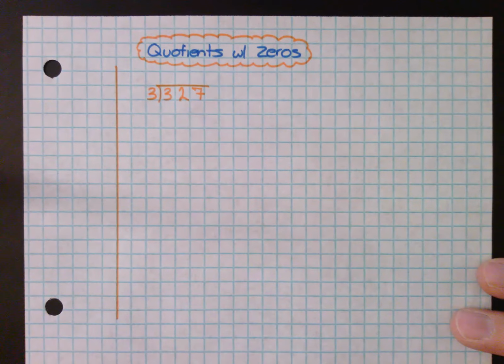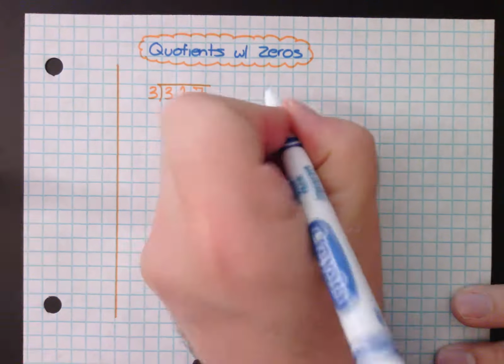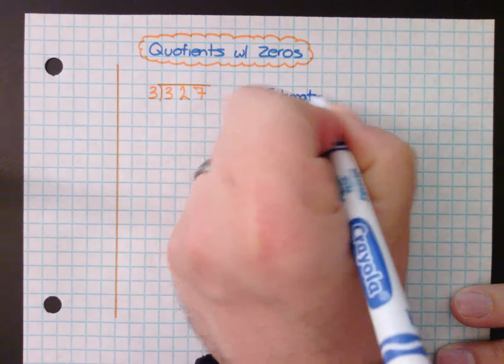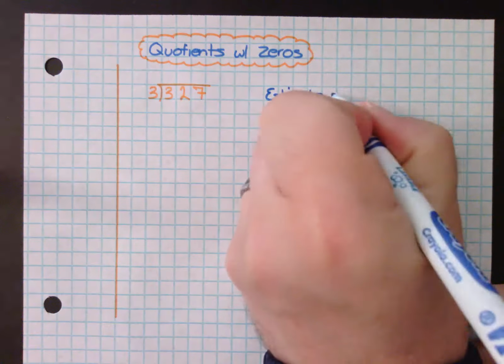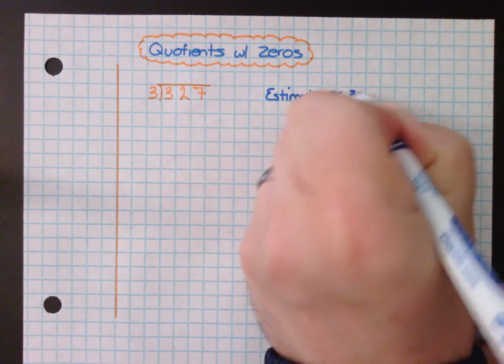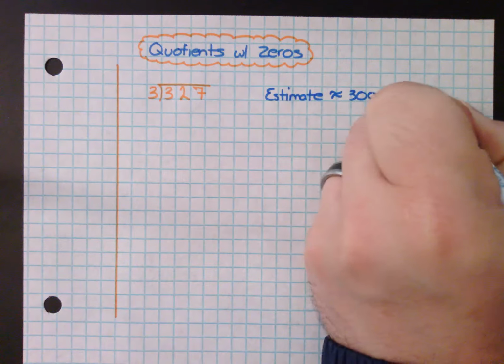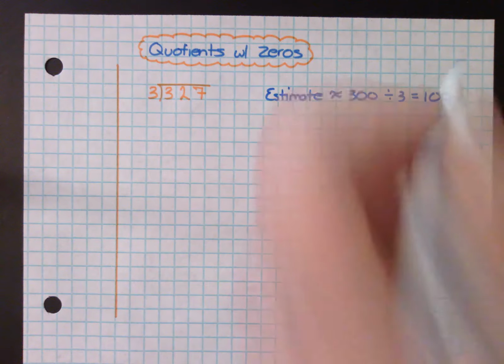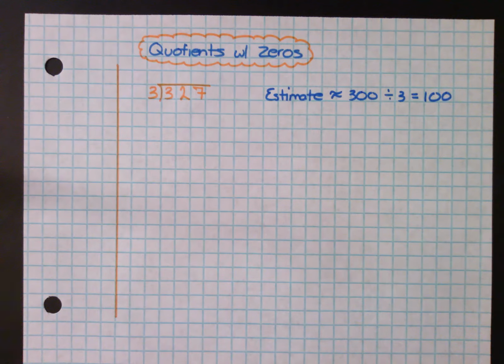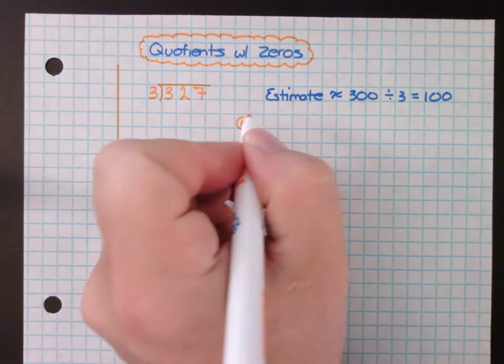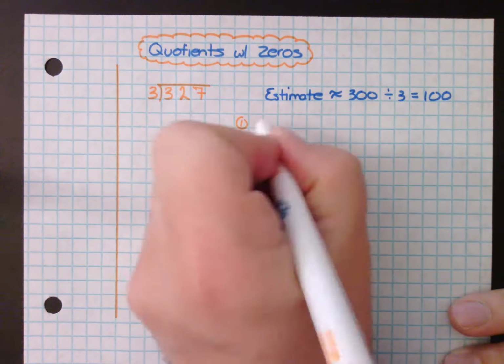Now estimating, I can see that this is roughly 300 divided by 3, which should be somewhere close to 100 for my answer. So my first step is to divide the hundreds.